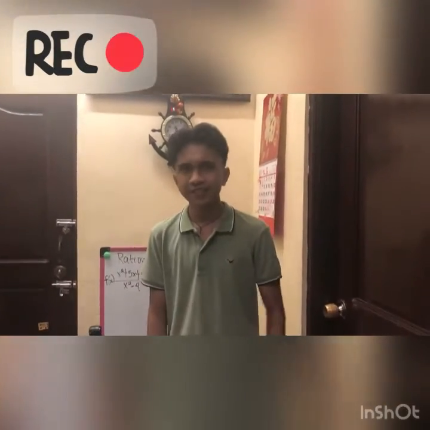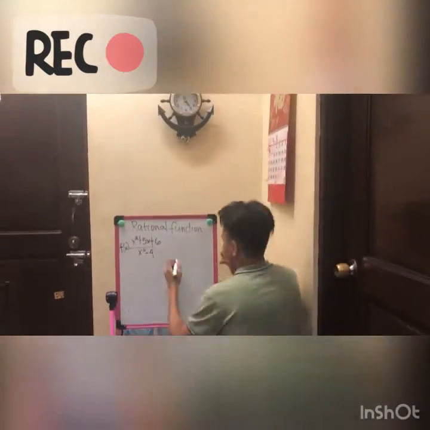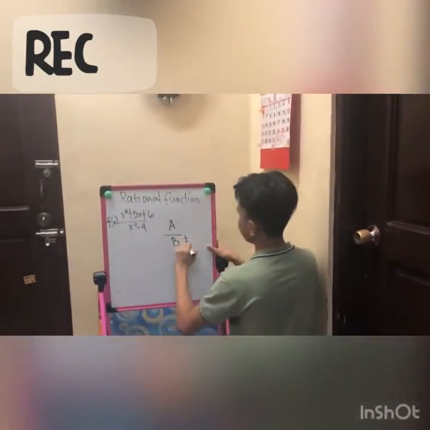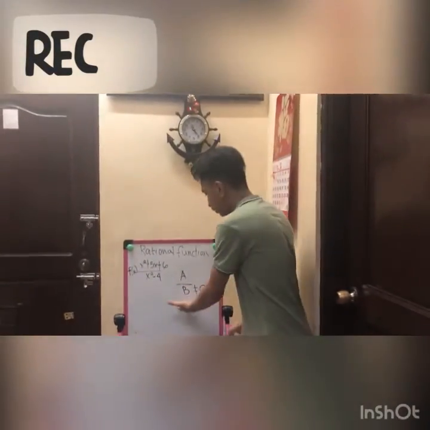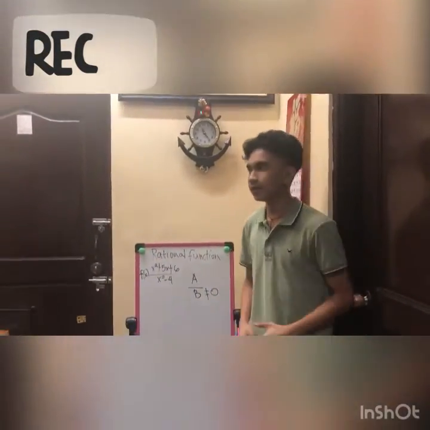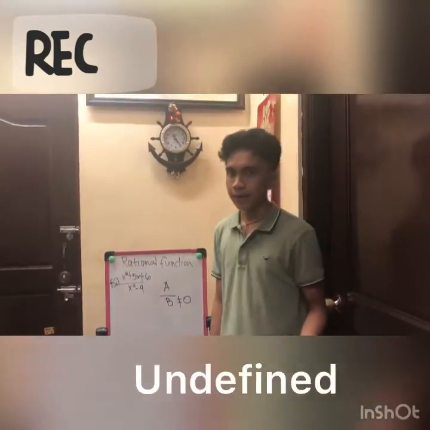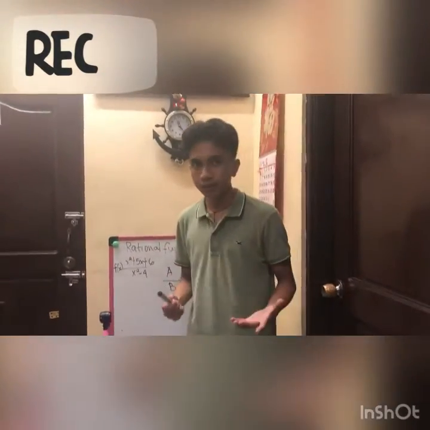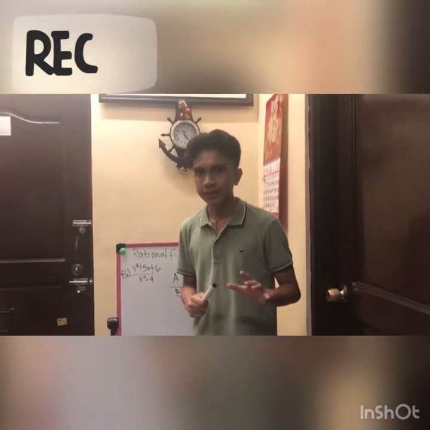So, what is zeros of a rational function? A rational function is A over B, and B must not be equal to 0. Because if B, the denominator, is equal to 0, it is called undefined. It cannot be solved. And in the case of 0 over 0, that's an indeterminate case.